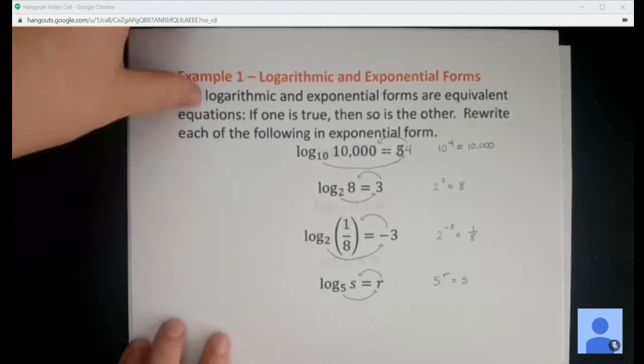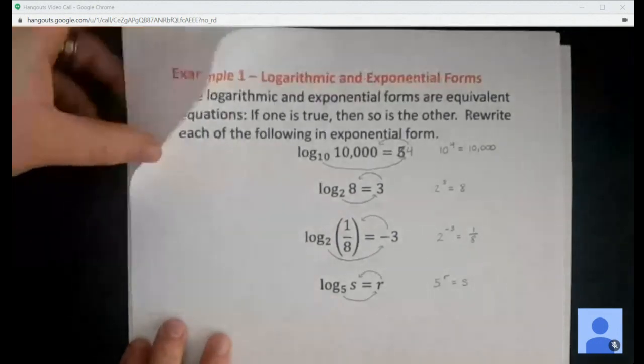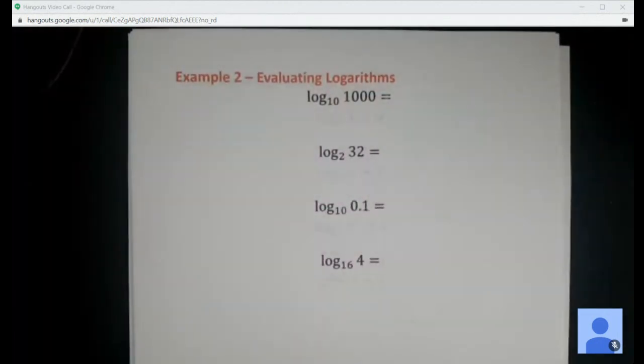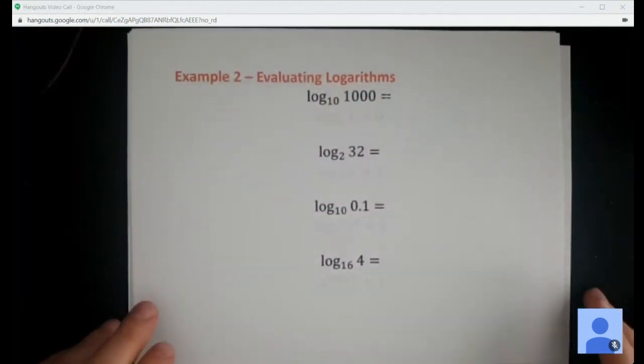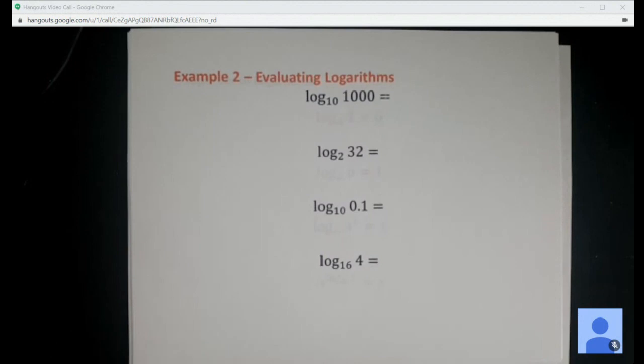All right. Now we actually want to evaluate some logarithms. So we've got base 10 log of 1,000. That's the first one.